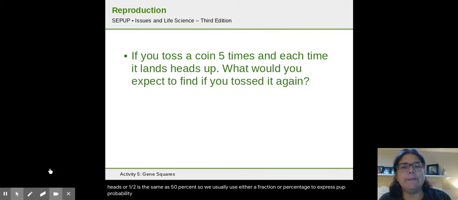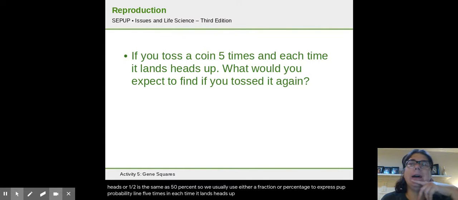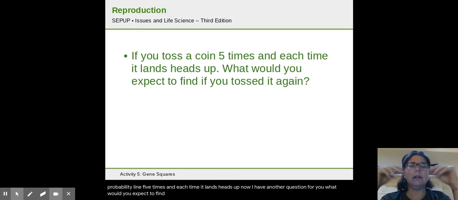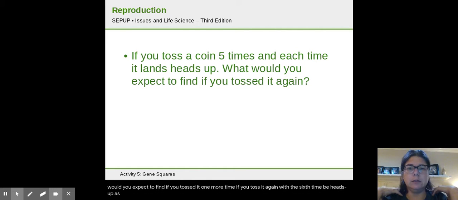If you toss a coin 5 times and each time it lands heads up, now I have another question for you. What would you expect to find if you tossed it one more time? Would the 6th time be heads up as well? Does the probability change?